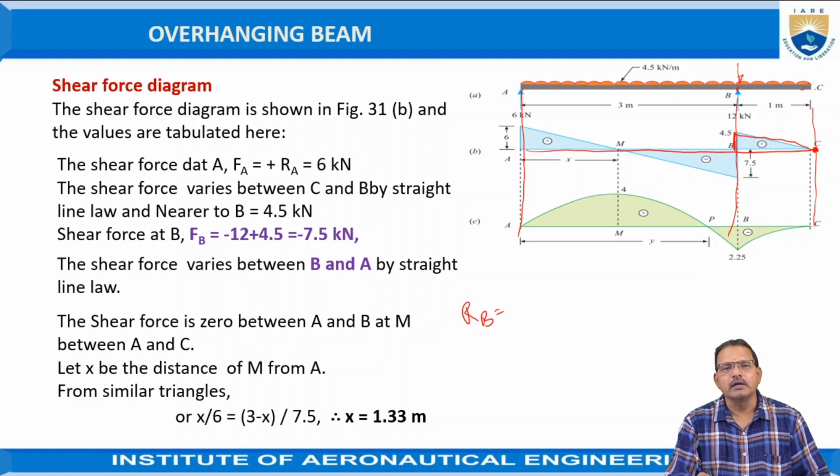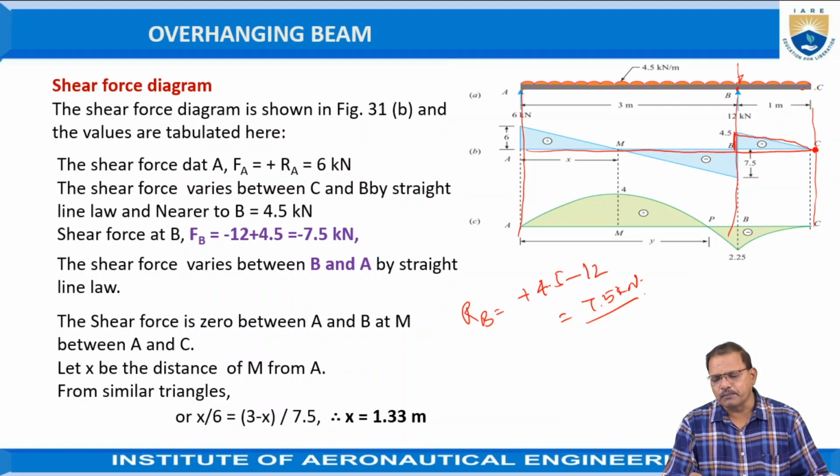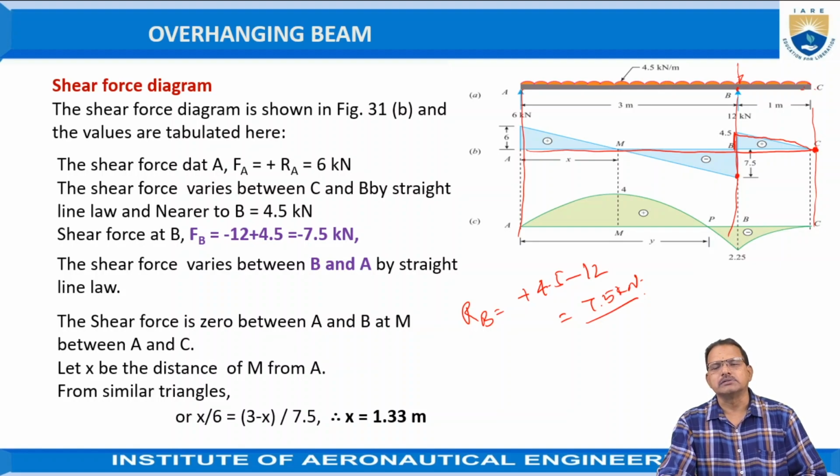RB is equal to 4.5 minus 12, which is equal to 7.5 kilonewtons. So the resultant force is 7.5 kilonewtons acting at the support B. Hence, draw a line to represent the 7.5 kilonewtons in the downward direction.